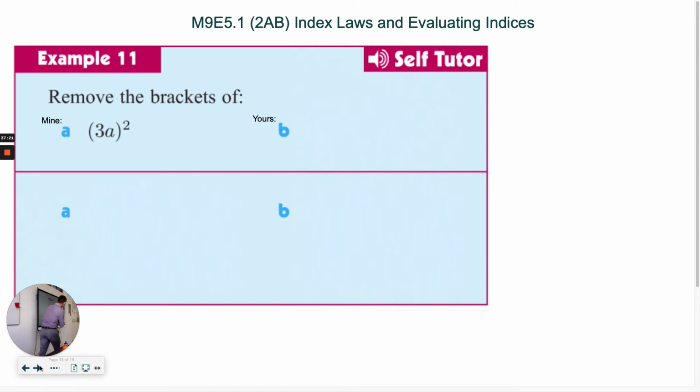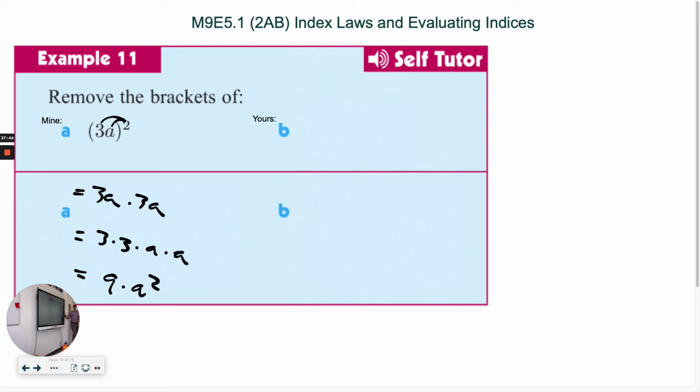More tricks like this. Here's mine. I have 3a squared, which really means 3a times itself. If you're ever in doubt, just write it out. And then you can rearrange the numbers, right? I've got 3 times 3 and a times a, so I've really got 9a squared. You can sort of think about it as distributing in.